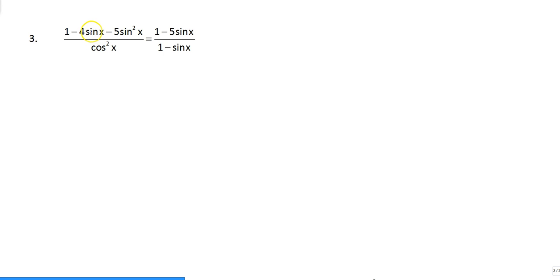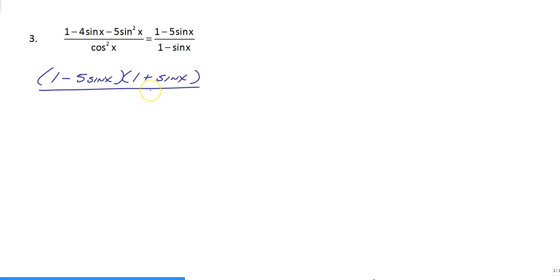So I'm just going to factor the top left, and we're just going to have to think about what's going to multiply to a negative 5 sine squared and add to a negative 4 sine x, and we can easily do that, and of course multiply by 1. We're just going to factor that side, and that's going to leave us with 1 minus 5 sine x and 1 plus sine x.